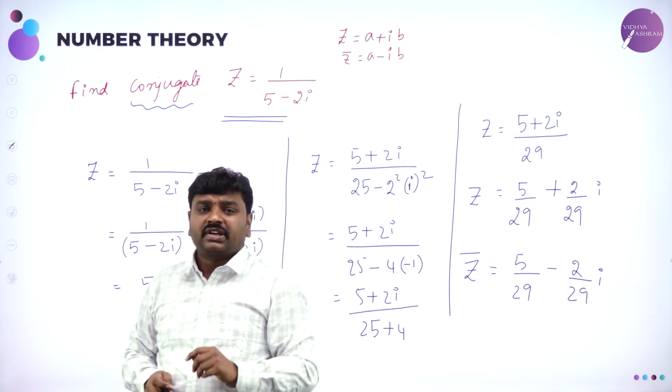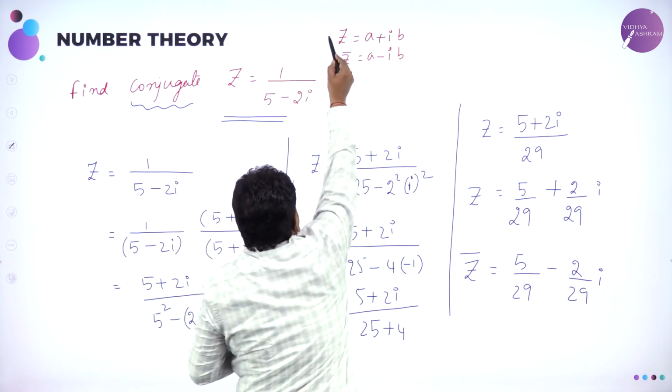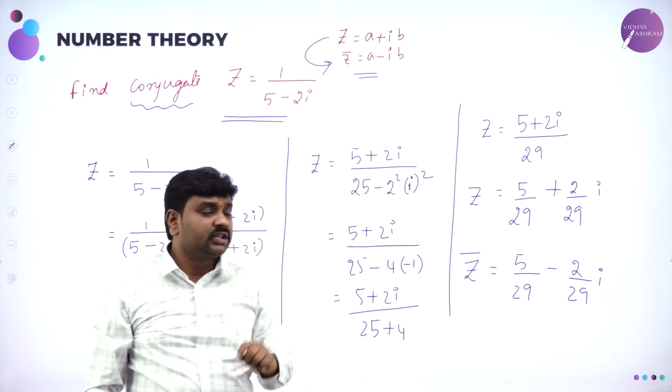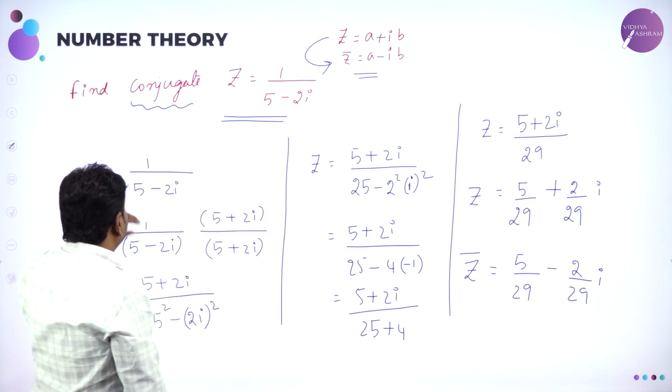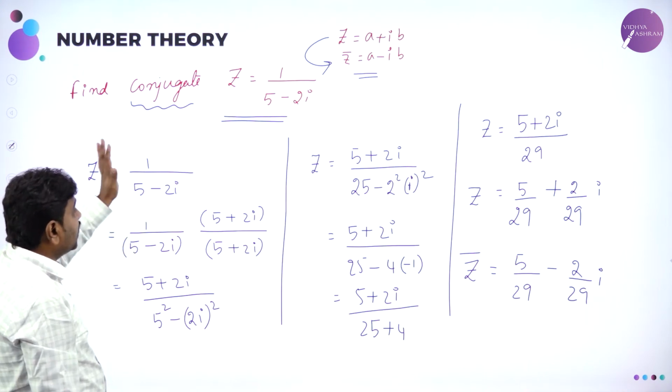So in my very first class I taught you, if the complex number is z equal to a plus ib, its conjugate is z bar equal to a minus ib. This you know. But to find the conjugate, the complex number should be in a plus ib form. But now this problem is 1 divided by 5 minus 2i. I is in the denominator, so it is not in a plus ib form.